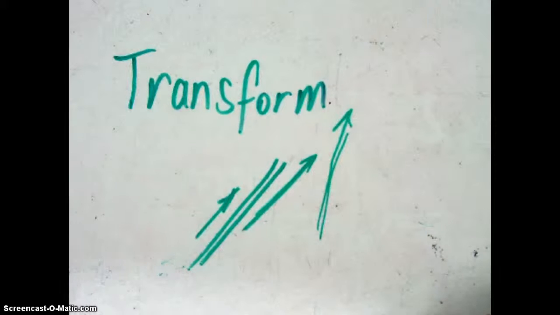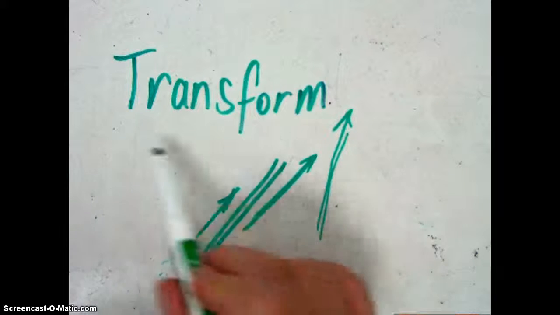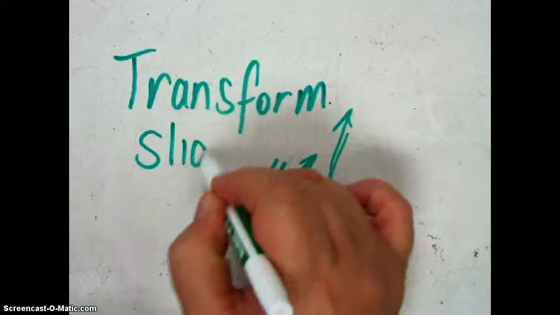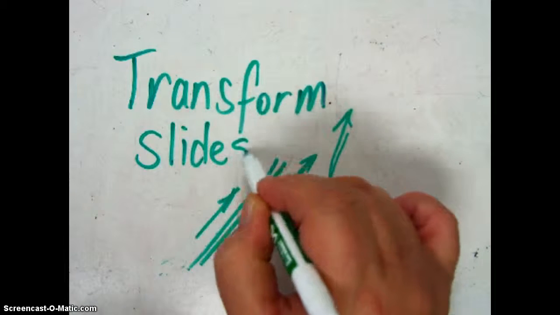So if you come back to visit Earth in the future, you'll find that some of the cities in California are no longer where they were when you left Earth. So it's kind of a neat thing. So transform slides. That means the boundaries slide past one another.